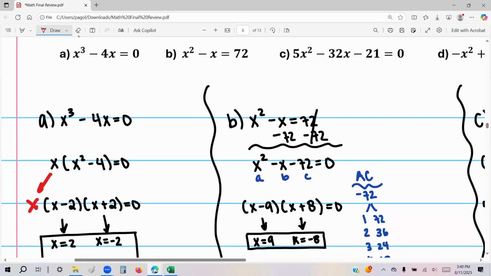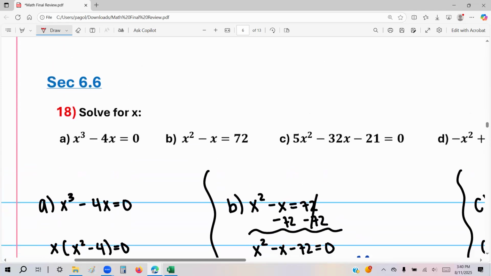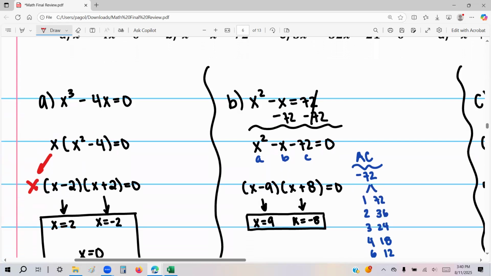What question is that? 18. So you have to bring the x down because this is one factor, and you factor this one. So you factor completely and this equals 0. That means you set each one of them equal to 0 and solve for x. So you get 3 solutions.